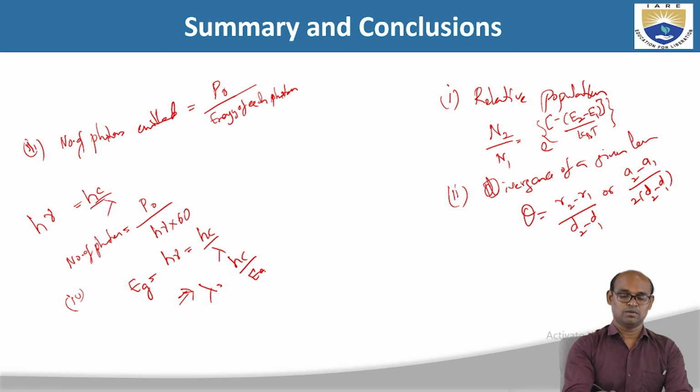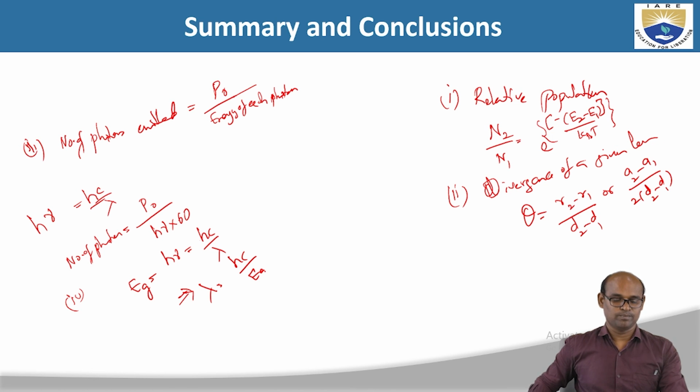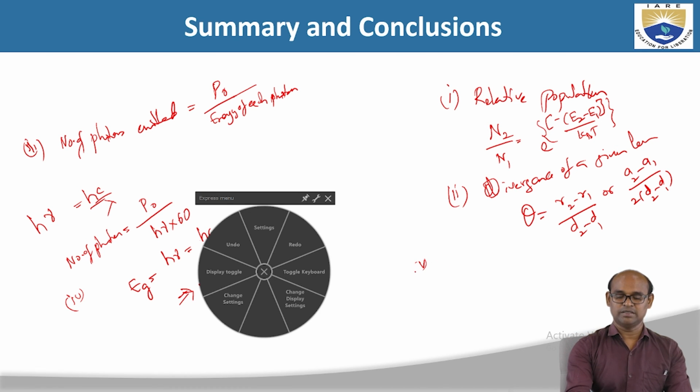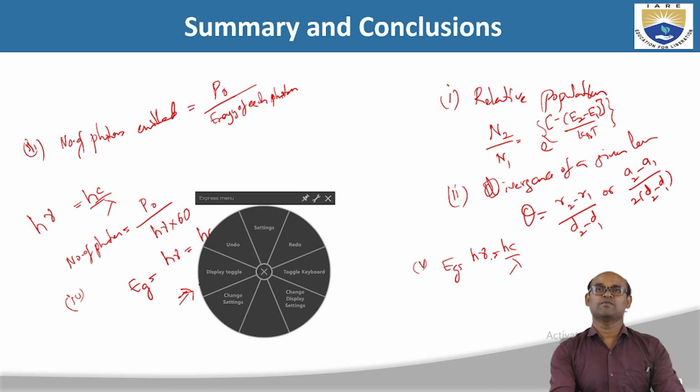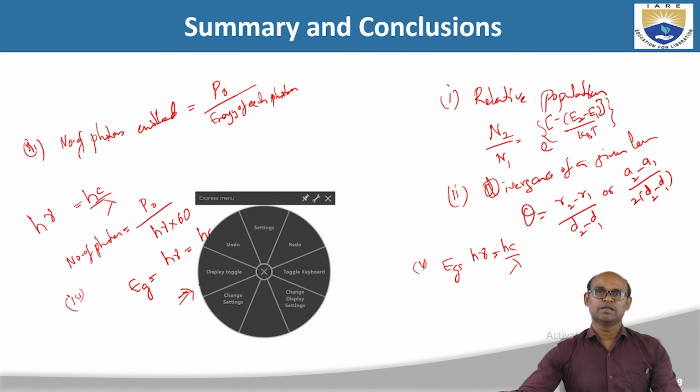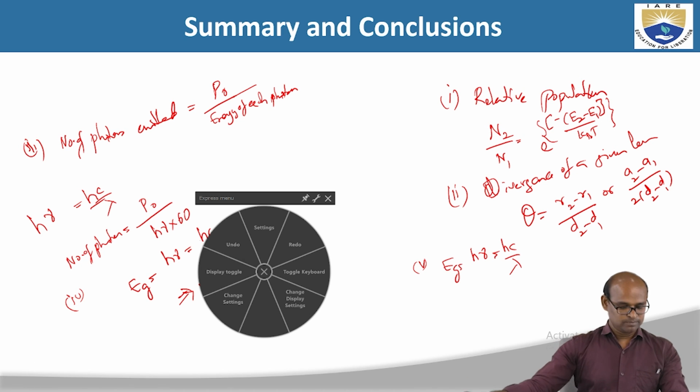Then we calculated the wavelength here, and in the fifth problem, we calculated the energy gap directly. Energy gap is h nu, which is equal to hc by lambda. We substituted Planck's constant, velocity of light and wavelength, and calculated the energy gap of a given laser beam. So these are the 5 numerical problems on lasers.